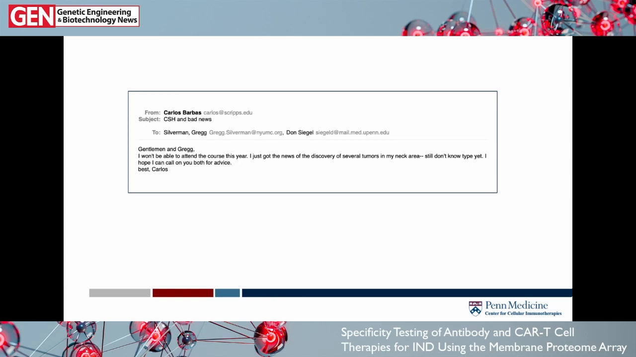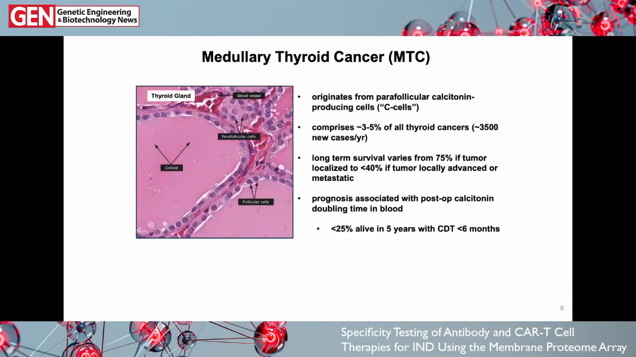Carlos then underwent surgery, and the tumors in his neck turned out to be a rare form of thyroid cancer known as medullary thyroid cancer. Unlike common forms of thyroid cancer that are derived from the follicular cells of the thyroid gland, the cells that synthesize thyroid hormone, MTC originates from parafollicular calcitonin-producing cells, also known as C cells.